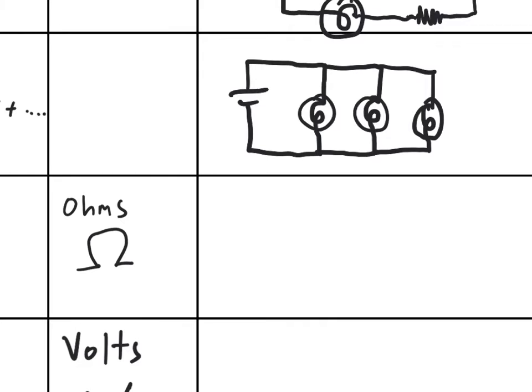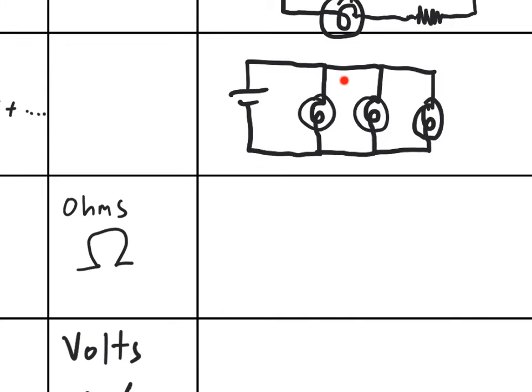Again, I start from the positive side of the battery, the long side, and then I go to here and I have a choice. I could either go down and go through this bulb and then go back to the battery, or I could keep going and I could go to this junction, and then here I have another choice. I could go down and through this bulb and back to the battery, or I could keep going again and I could go out and I could go through this bulb and then back to the battery negative side.